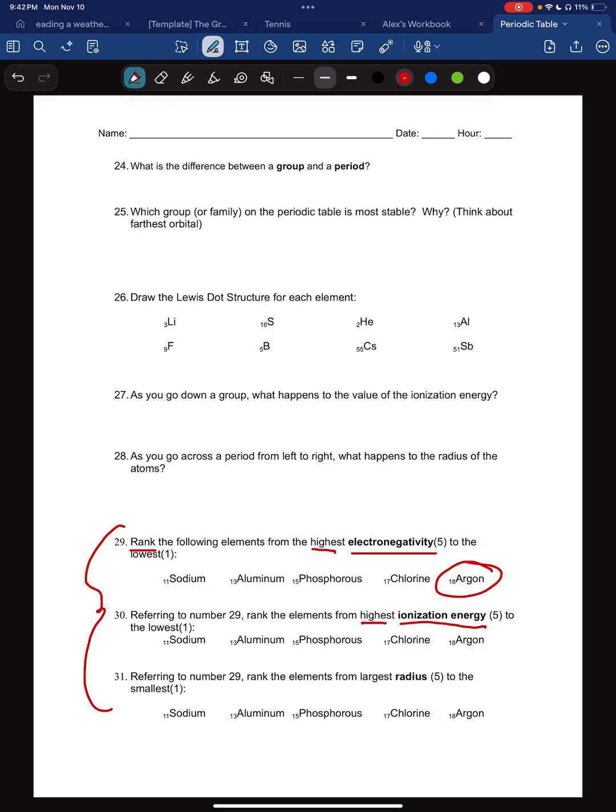Okay. And then the same thing for 31, referring to 29, rank the elements from the largest radius, so the bigger the ball, the bigger the radius, to the smallest. Okay, so you're just using your packet and your periodic table in order to place those from the lowest to highest. Okay, just apply it. That's all that we're asking here. Okay, so I will have to have you guys do that on your own, all right, so you can kind of figure it out, all right?